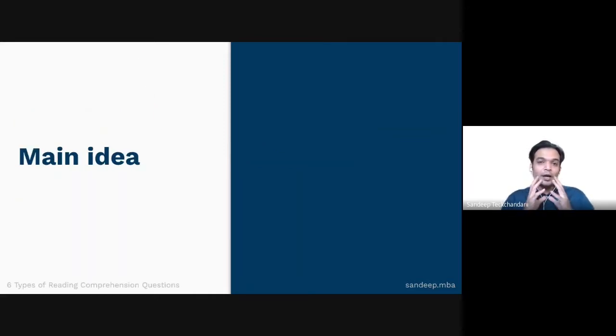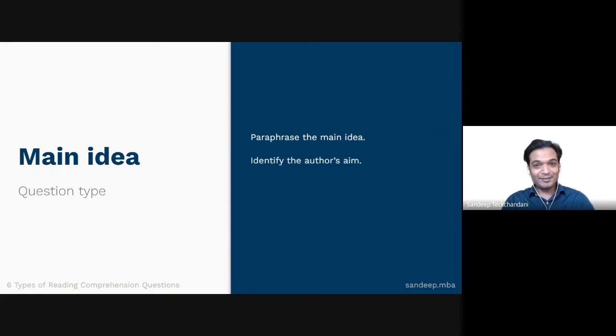See, a passage is an integrated whole. That is, the individual sentences and paragraphs combined together to communicate one central point. Sometimes the central point will be stated directly, but sometimes you will have to determine the central point from the overall structure of the passage. These kinds of questions may ask you to paraphrase the main idea, identify the author's aim, assign a title that encapsulates the main idea.